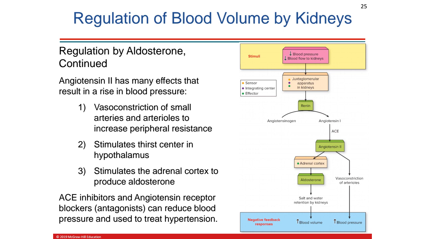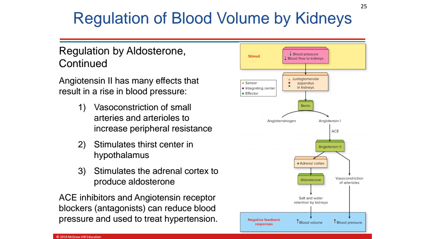It also stimulates thirst centers in the hypothalamus. That will, of course, increase blood volume. And thirdly, it stimulates the adrenal cortex to produce aldosterone. So recall that aldosterone will stimulate the kidney to reabsorb sodium and chloride. And with that reabsorption, you have the osmotic flow of water, and that will then also increase the blood plasma volume.